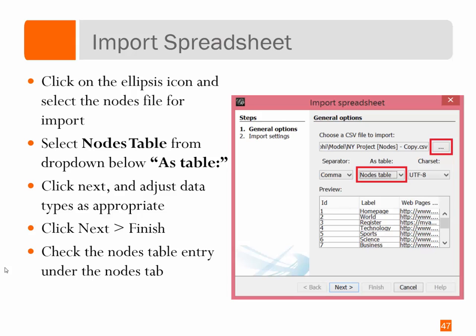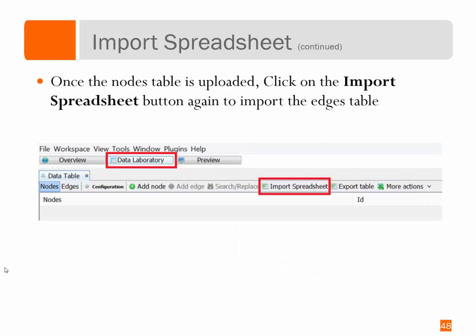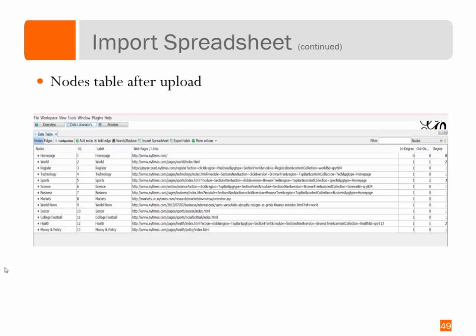And then adjust the data types as appropriate. When we click Finish, we can then go to the Nodes tab to take a look at the table entries. Once the node table is uploaded, we'll click on the Import Spreadsheet button again to import the Edges table. And here's an example of the Nodes table after the upload. If we clicked on the Edges table, we would also see the import of that data as well.